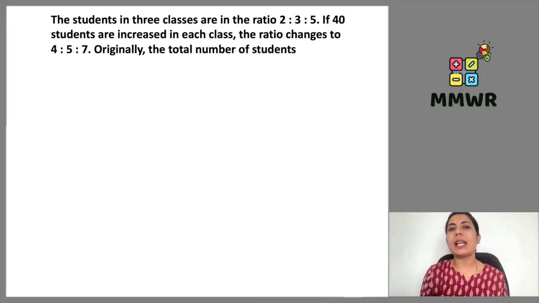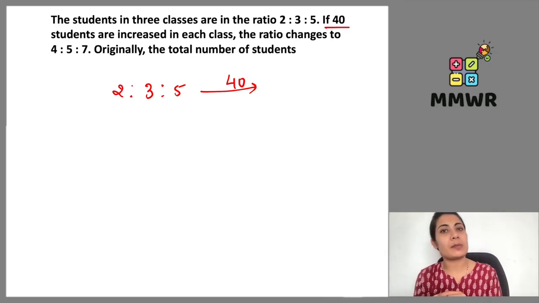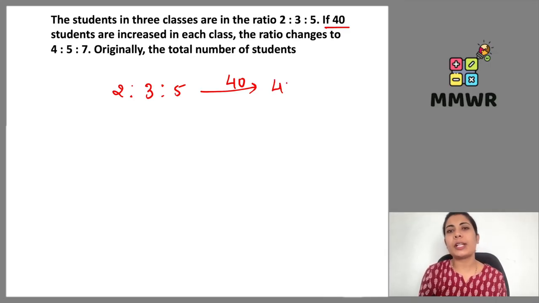So the students in 3 classes are in the ratio 2 ratio 3 ratio 5. Till now, whatever we have done, among two values of the ratio, if we are increasing the value of all terms of the ratio or decreasing it, we are doing everything in those two terms. But this time we are doing changes in more than two terms. Right now we have the ratio among three terms. So if 40 students are increased in each class, we have increased the number of students in each class by 40. The ratio changes to 4 ratio 5 ratio 7. So by shortcut way and by longer way, both the ways we will be discussing the problem.